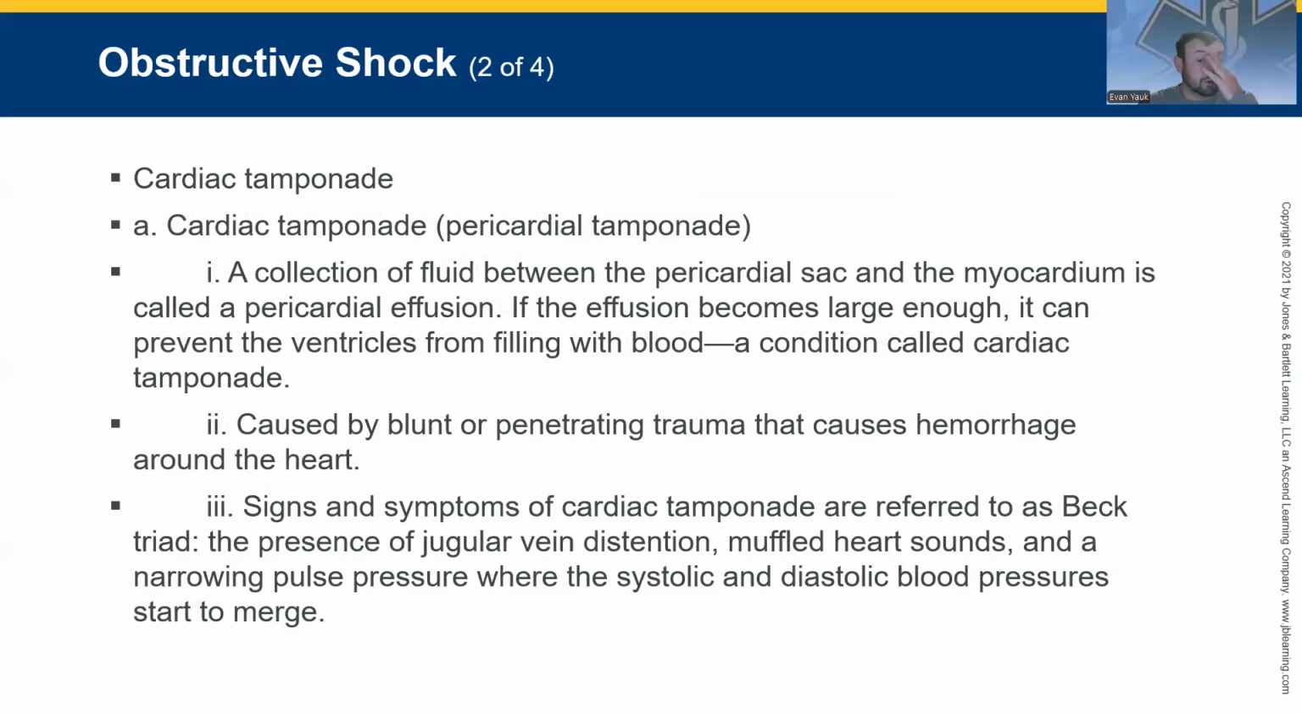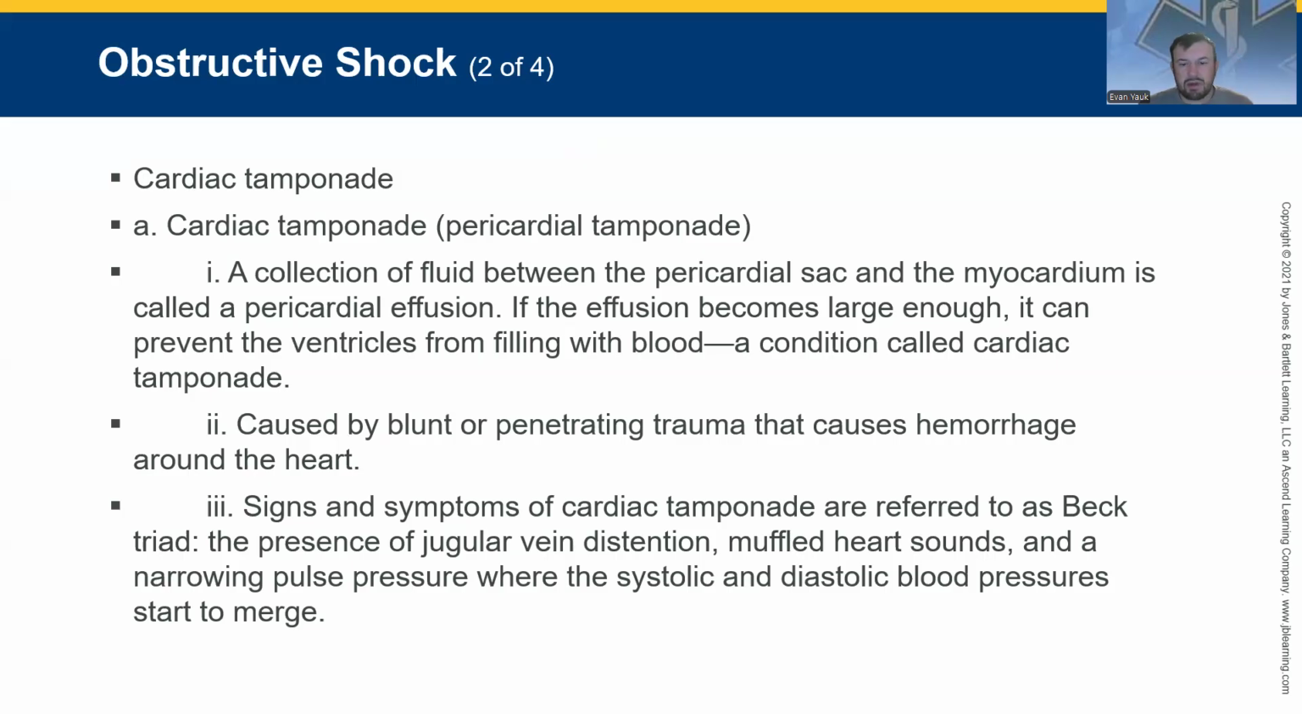We already talked about this, but cardiac tamponade: a collection of fluid between the pericardial sac and the myocardium is called a pericardial effusion. If the effusion becomes large enough, it can prevent the ventricles from filling with blood, a condition called cardiac tamponade. Once again, we are putting so much pressure on the outside of the heart that the heart cannot fully open to fill with blood. It's caused by blunt or penetrating trauma that causes hemorrhage around the heart.